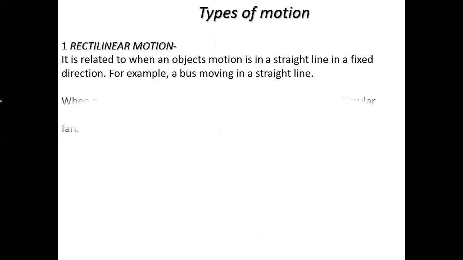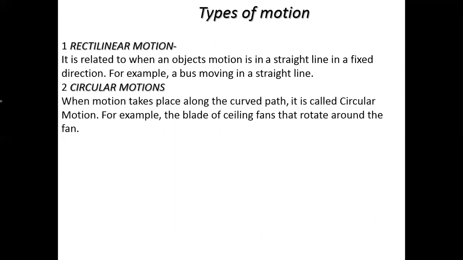Types of motion. First, rectilinear motion. It is related to when an object's motion is in a straight line in a fixed direction. For example, a bus moving in a straight line, or a rectangular cuboid box sliding down a ramp. It is also a rectilinear motion.